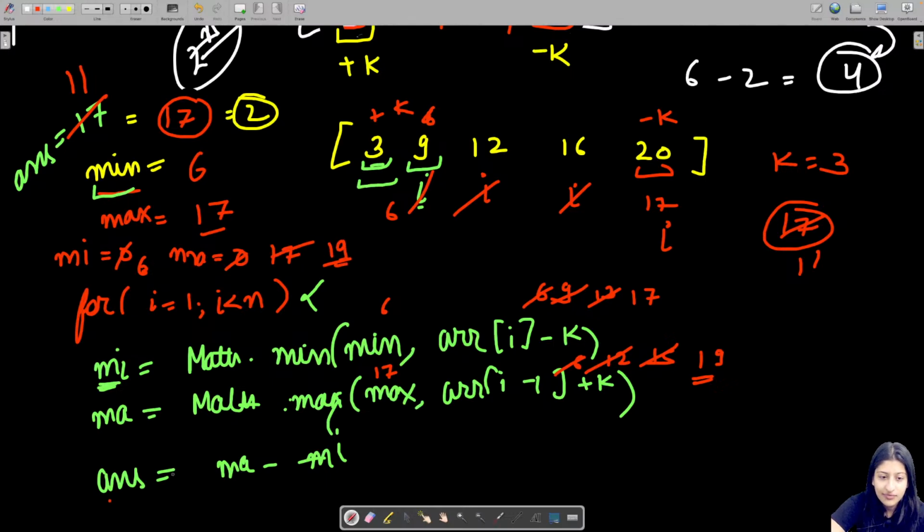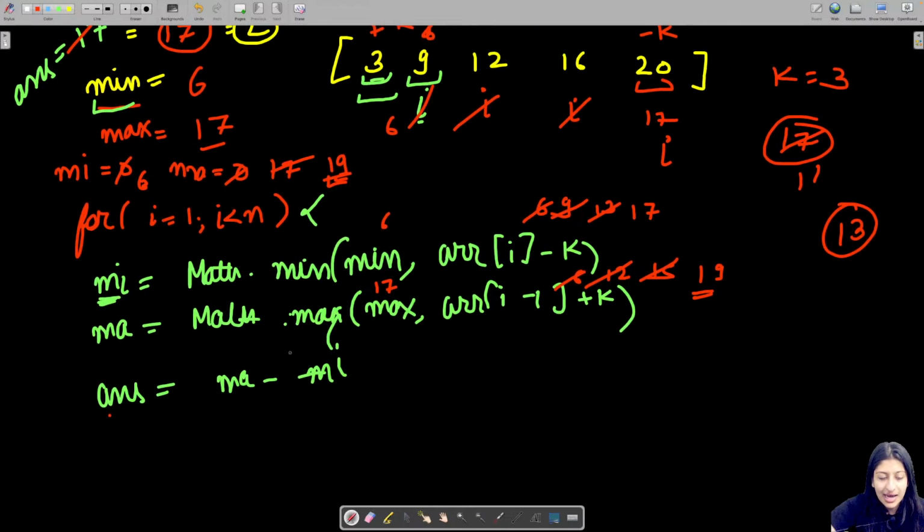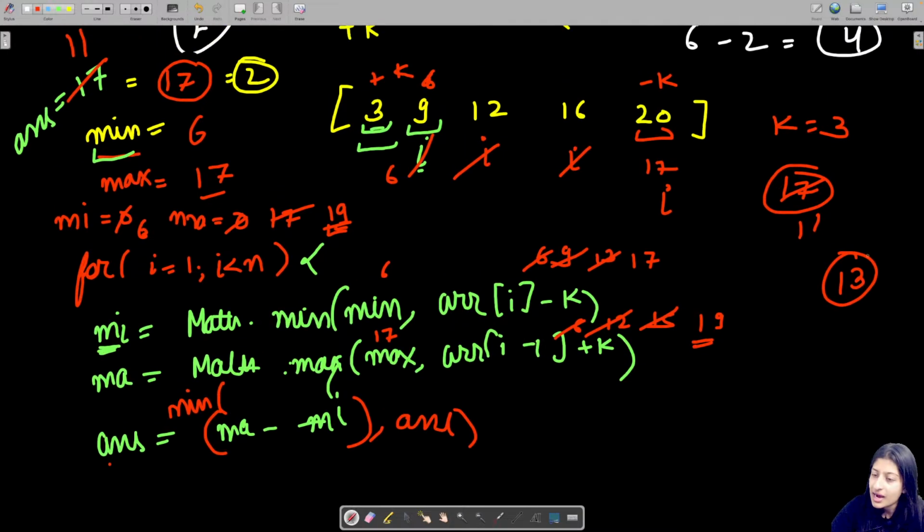Let's evaluate the difference. So far my answer was not getting updated. Why? Because my MA and MI were the same, but now in this case 19 minus 6 is 13. But the thing is, when I am updating the answer, I am keeping a check that answer should be math.min of MA minus MI and ANS. So I see earlier I have already gotten an answer which was less than 13. So I will not update it into my final answer, right? So that is all about this question.